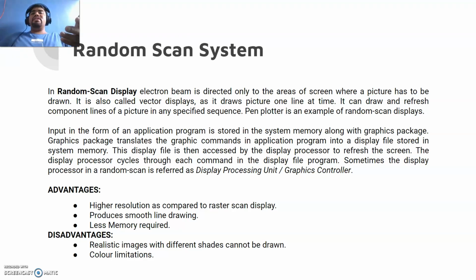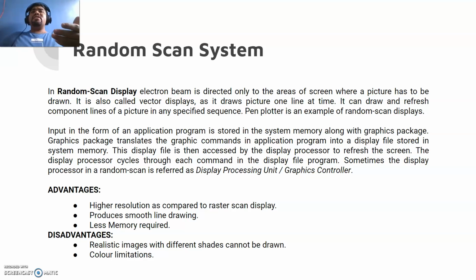What are the disadvantages? Realistic images with different shades cannot be drawn, and there's a kind of color limitation also. When we are talking about only an object or a part of the screen, and if everything is going to change on the screen, finally the raster scan display would be better than the random scan display. So when you're watching a movie, or anything which needs a huge transition from one frame to another, and we are talking about the ray tracing method, suppose, and all the light effects need to be taken care of.